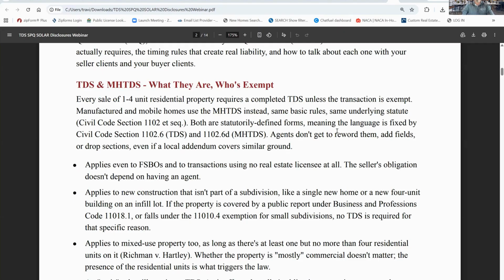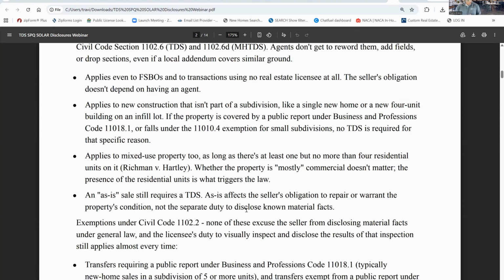So in that event, I do see that come up from time to time. Manufactured mobile homes use the MHT TDS instead, which has the same basic rules, same underlying statute. Both of these are statutorily defined forms, meaning the language is fixed by the civil code. We don't get to reword them. We don't get to add in fields or not fill out sections, even if a local addendum covers similar ground. So this is a statutory form. It is a requirement on all 1 to 4 units, again, unless it's exempt, and we'll go over the exemptions.